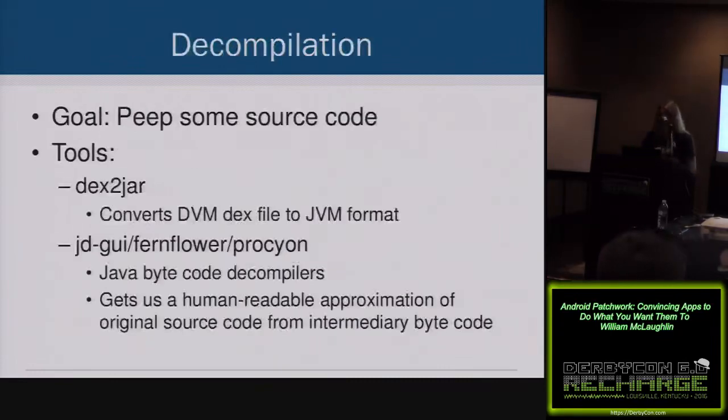First step is the decompilation. Our goal is to peep some source code. We have a couple tools we're going to use, the first of which is dex2jar. This is a small program. It will convert the Android classes to the normal Java class style. So then we can use a Java decompiler such as JD-GUI or Fernflower, or Procyon, to give us that human-readable approximation of the original source code I mentioned.